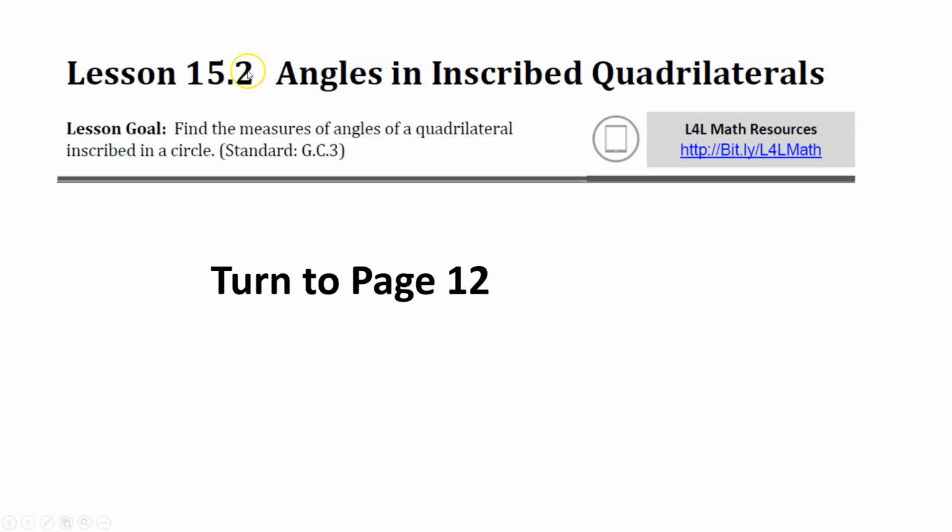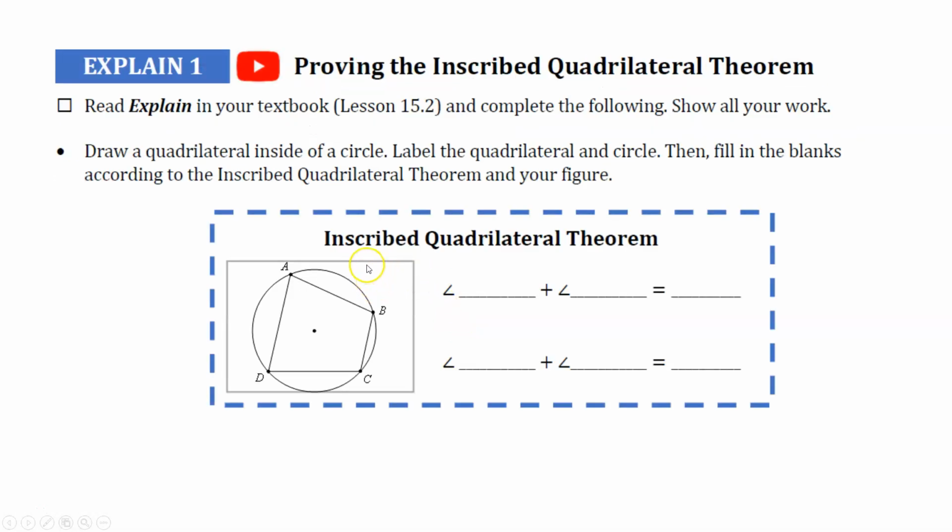Welcome back to 15.2 Angles in the Inscribed Quadrilaterals. We'll turn to page 12 in your packet. Alright, so take a moment right now because this is not drawn for you in your packet. A circle with a four-sided shape inside that circle.